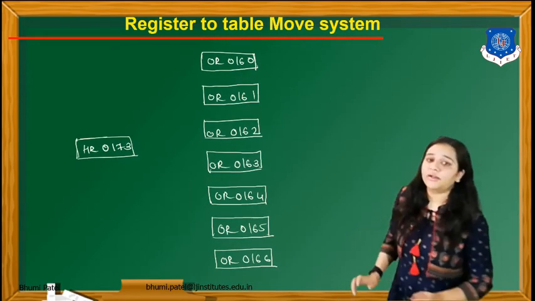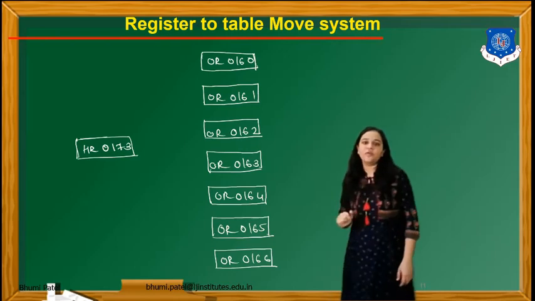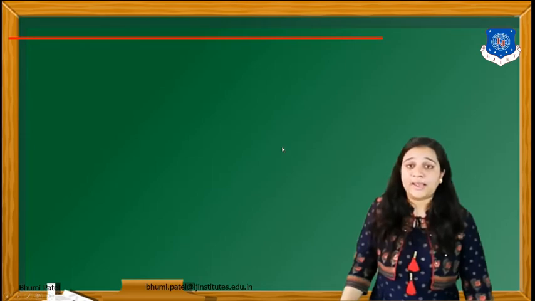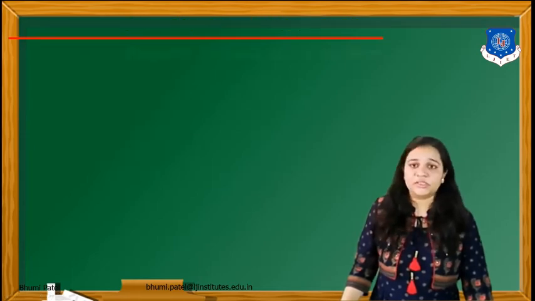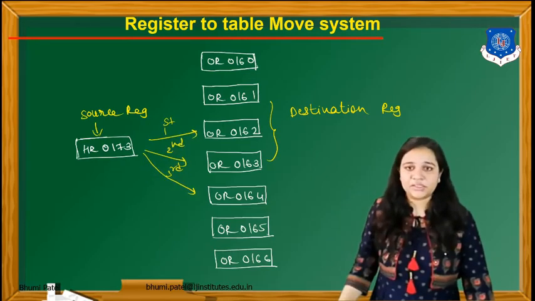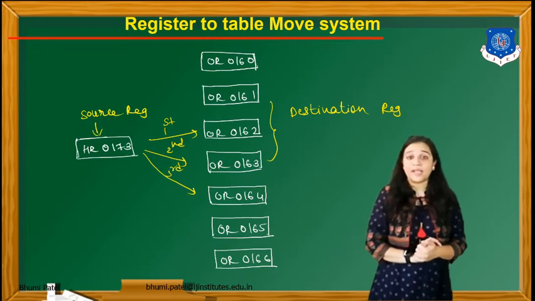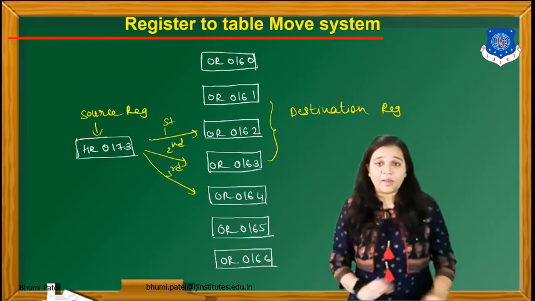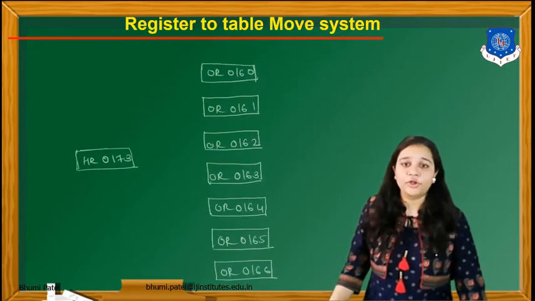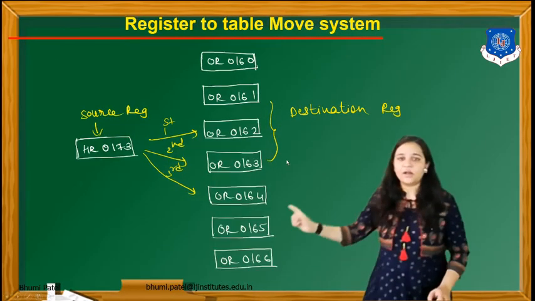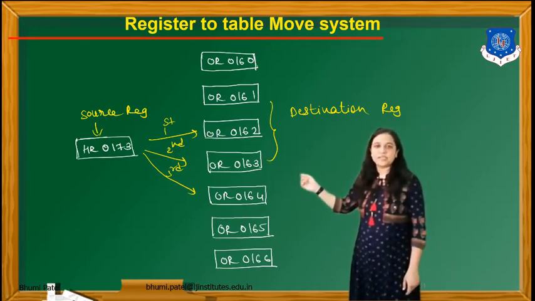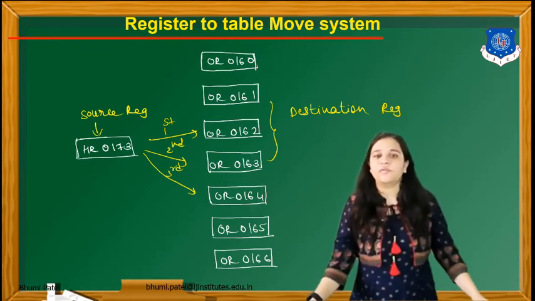So what is the actual diagram of the register to table? Here one register is given, HR0173, and the number of tables is given. The length for this particular program is 3. So we transfer the source register to the destination registers up to 3 tables. The table end is given in the ladder diagram, OR0164. So OR0164 is the third position because the length is 3; the second one will be OR0163 and the first one OR0162.